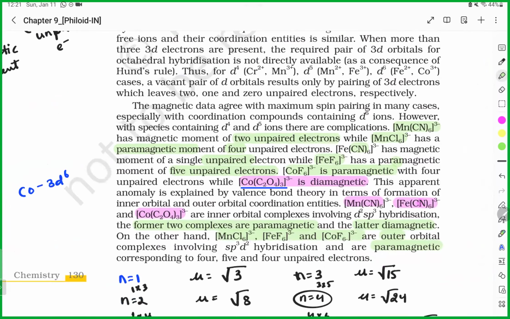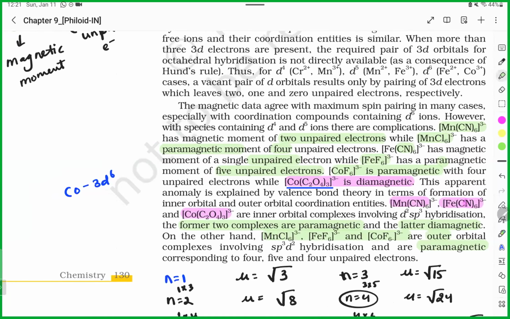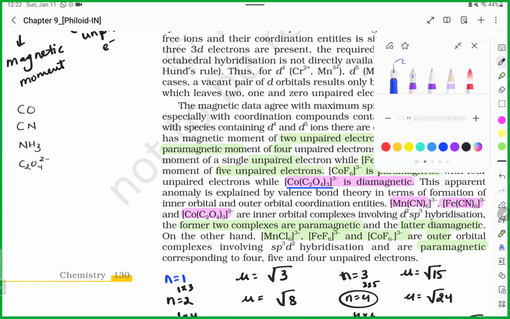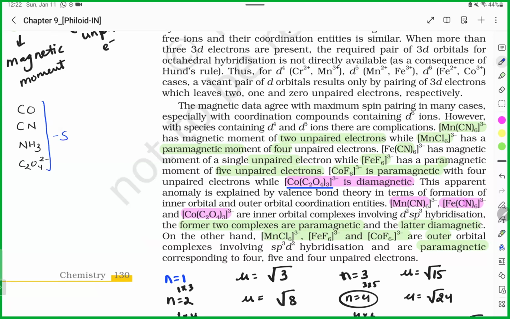But one thing will help you out. Which is the strong ligand and weak ligand? For example, this C2O4 oxalate is a strong ligand. I will write here strong and weak ligand based on the questions we had so far. Carbonyl, cyanide, ammonia, then C2O4 2 negative oxalate. All these are strong ligands. Extremely important to understand this. These are strong ligands.